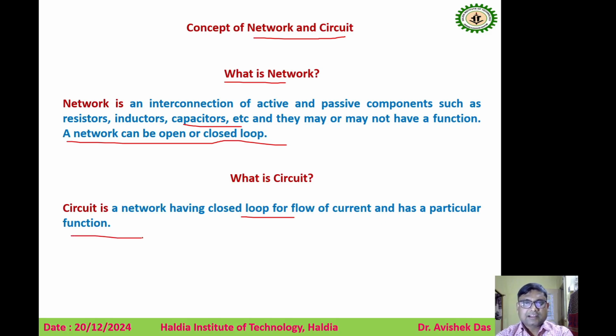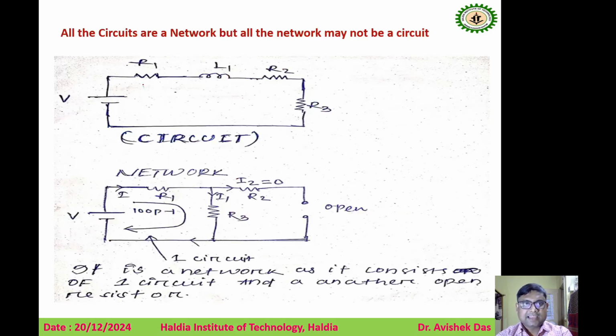So you can understand if you go to the next slide. Here you can understand this one is the circuit and this one is the network. So circuit is a closed loop. Look here, resistor, inductor and the capacitor are all connected in a closed loop. So it is called the circuit. Whereas what is network? Here R1, R3, R2 are all connected and here one voltage source is there. But here one is the closed loop, another loop you can find is open. So network may be closed, may be open.